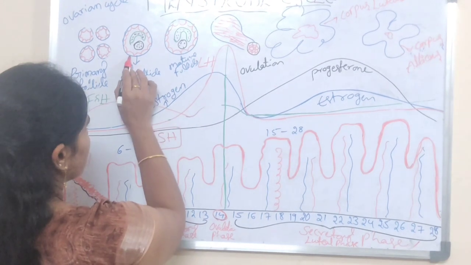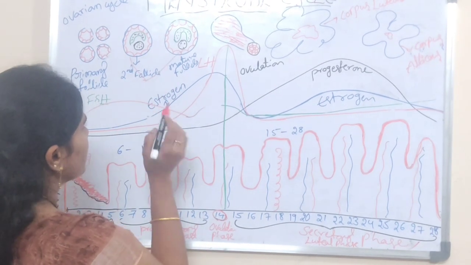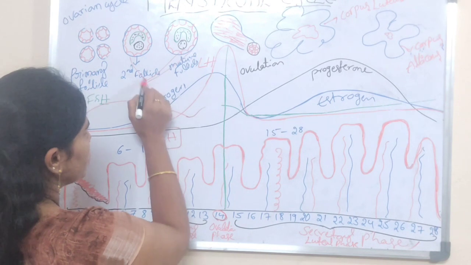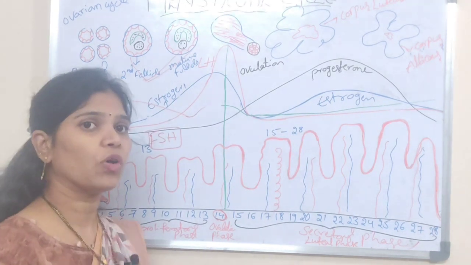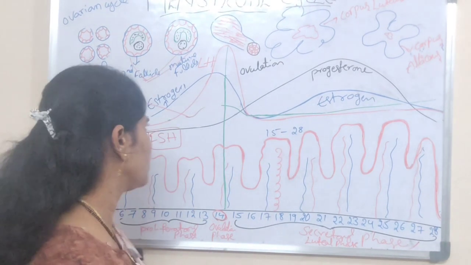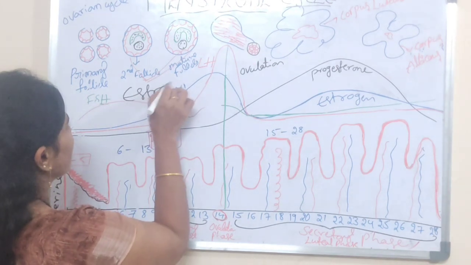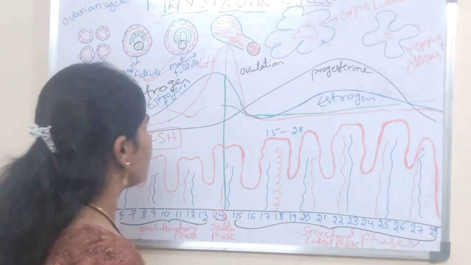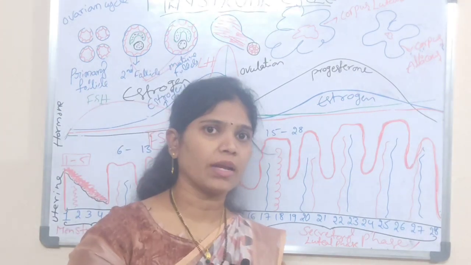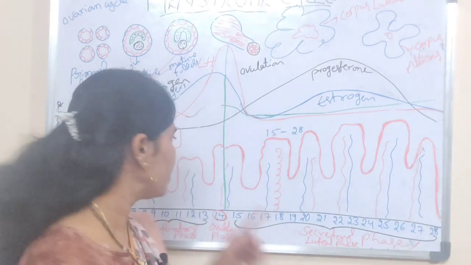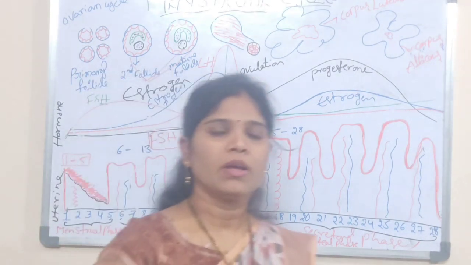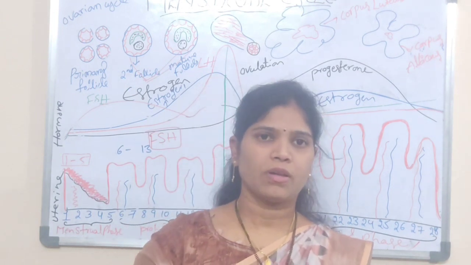From these follicles, already developed, the developed follicles again release one more hormone, that is called estrogen. The developed Graafian follicles, or mature follicles, secondary follicles, again release one more hormone, stimulated by follicle-stimulating hormone, that is called estrogen.